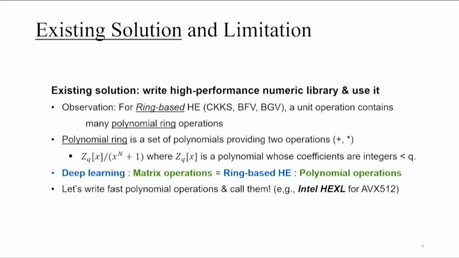To compare this to deep learning, in deep learning, matrix operation is the most computation-intensive one. Then in ring-based homomorphic encryption, the polynomial operations are indeed the cost-expensive ones. And in order to resolve this issue, we have Intel HEXL that supports AVX512 in order to accelerate these polynomial operations.